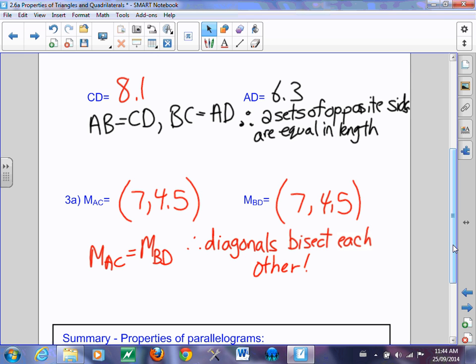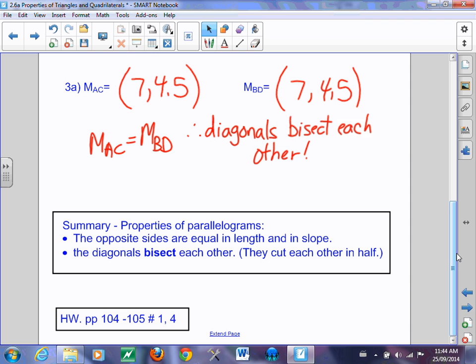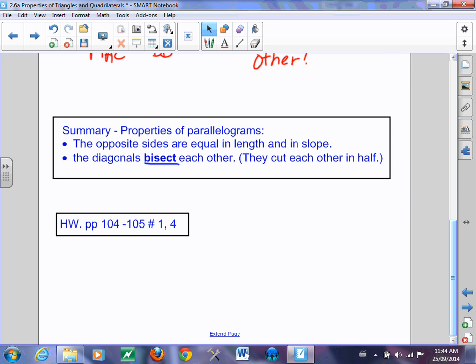All right, let's do a quick summary here, folks, of properties of parallelograms. The opposite sides are equal in length and in slope. And the diagonals bisect each other, meaning they cut each other in half. Cool. That's pretty awesome stuff.